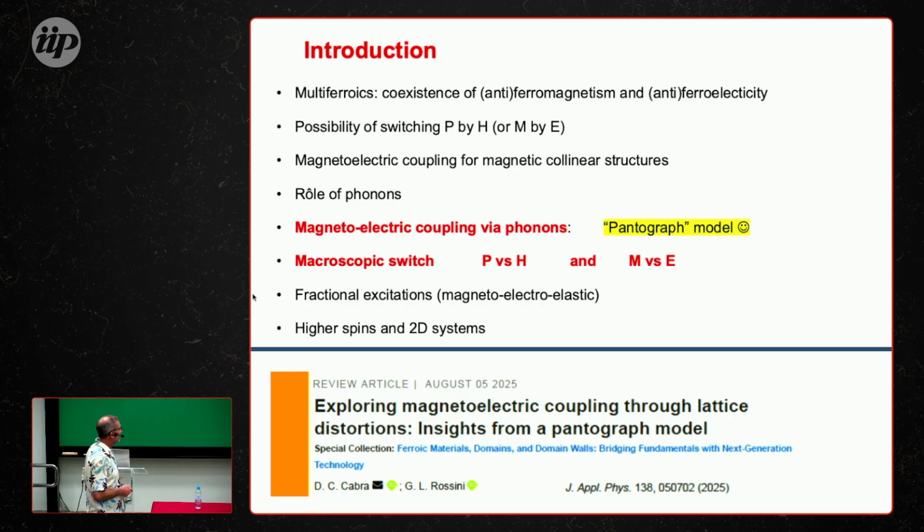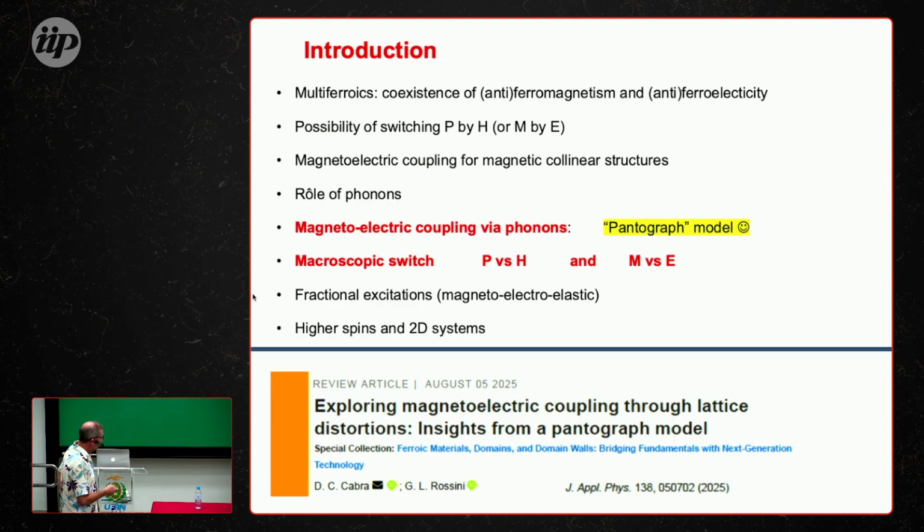And okay, so this is what we call the pantograph model, just to give it a cartoon picture, which I will describe. And what you can find in this very simple effective model is that you can switch P by H or M by E, and this goes through, at least in some one-dimensional systems, through fractional excitations. And at the end, I will say a few words about two-dimensional systems and higher spins.